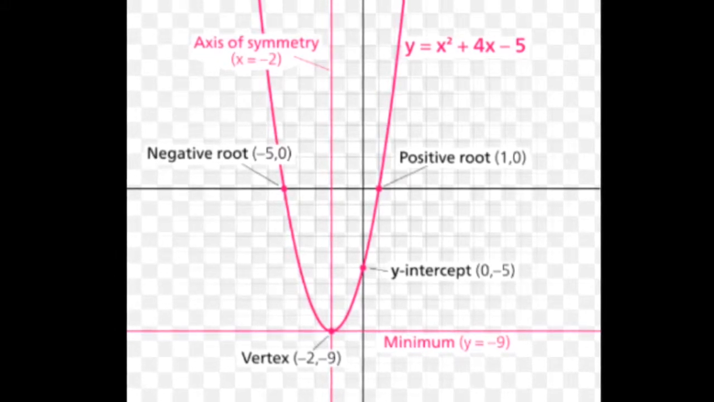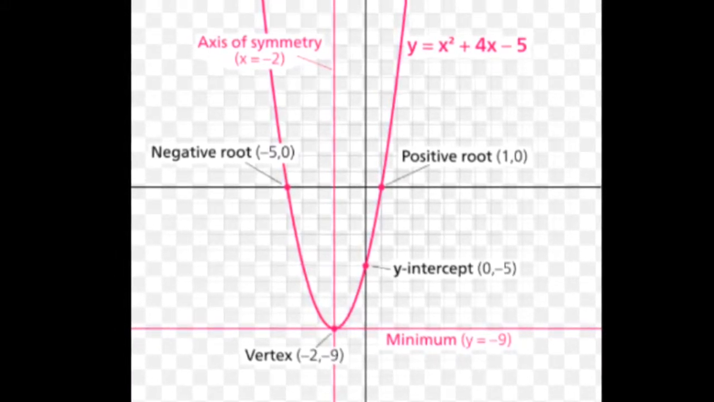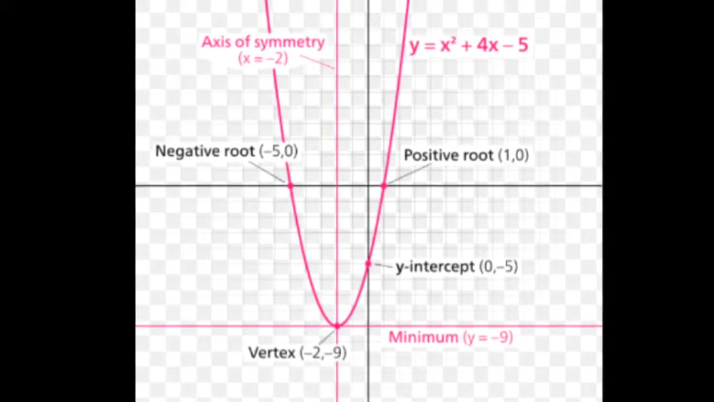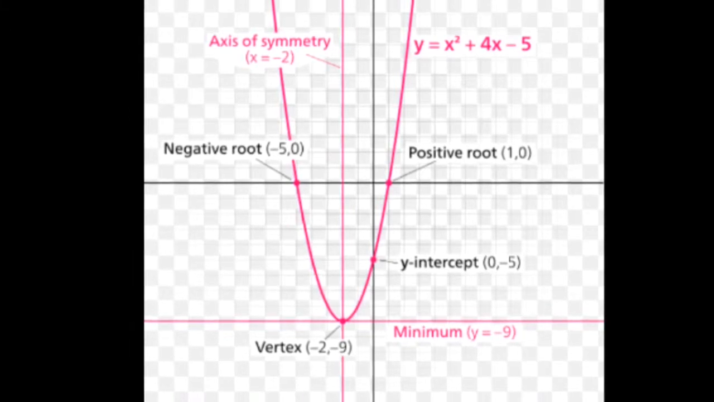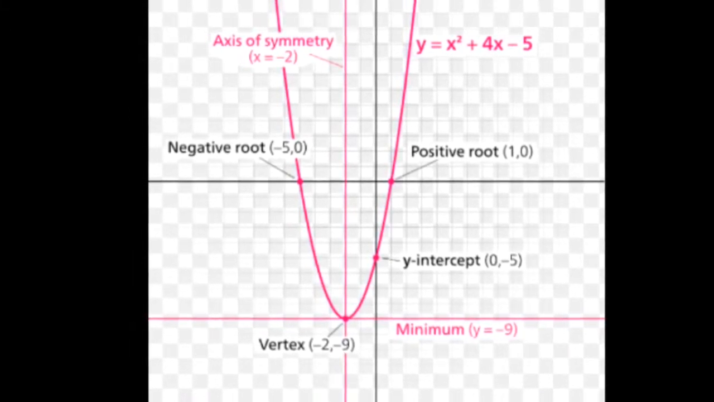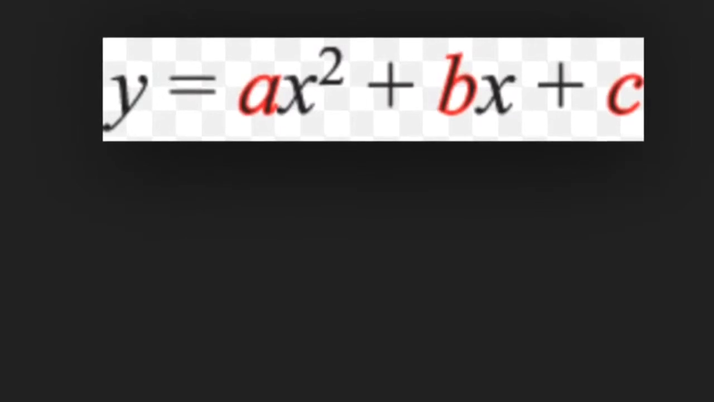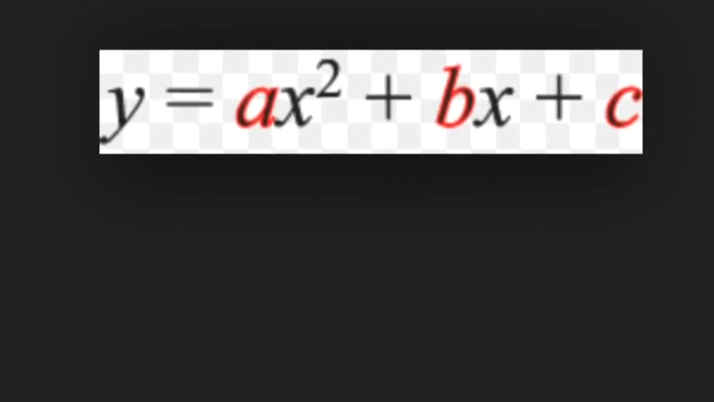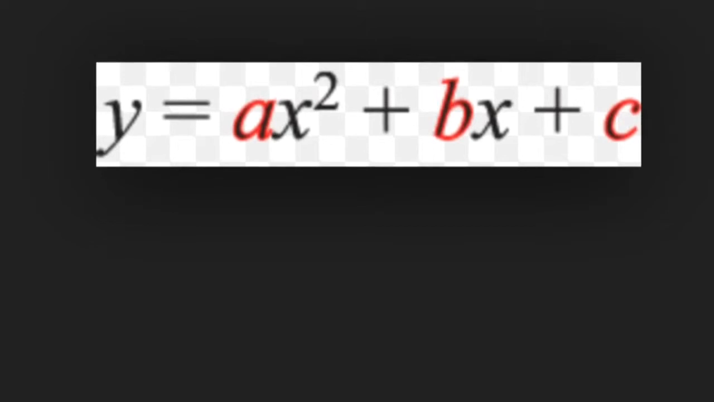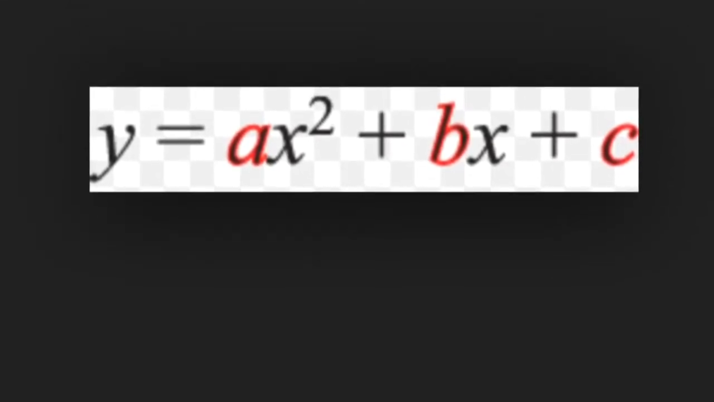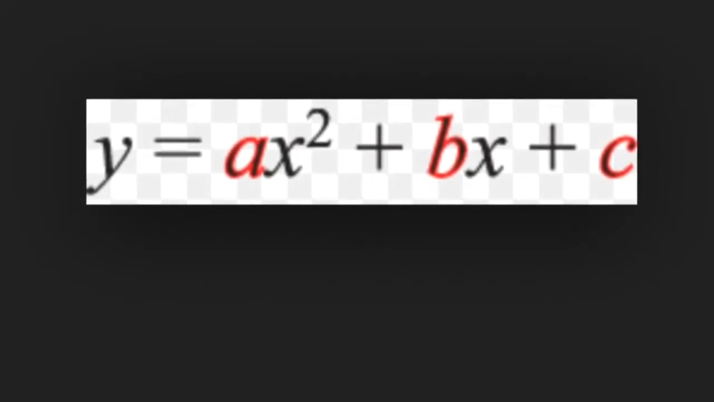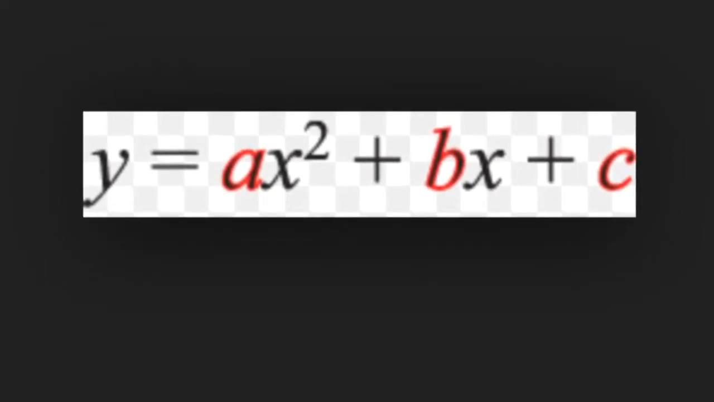At the show, we always give facts about the unit. The minimum or maximum point in a parabola is called the vertex. Wherever it crosses the x-axis is called the roots. The axis of symmetry is the middle of the parabola. This is the quadratic form, y equals ax squared plus bx plus c. A represents how wide or narrow the graph is. As B increases, the graph moves down and to the left. As it decreases, it moves down and to the right. C represents the y-intercept.